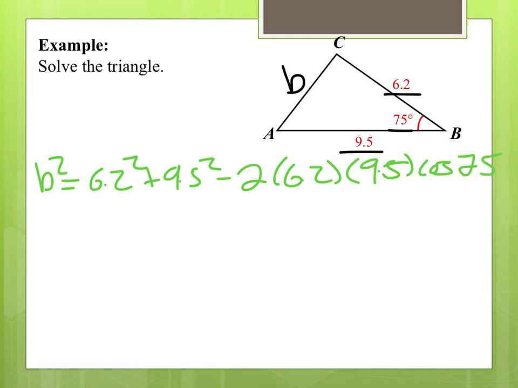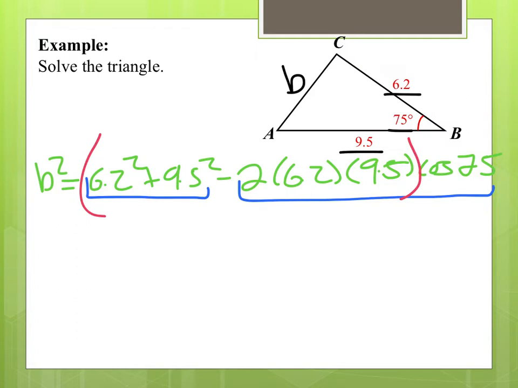Now, one other thing I want to highlight here is you need to make sure you do these algebraic steps separately, because sometimes what people will try and do is do all of the numbers first and then multiply by the cosine of 75. We don't want to do that. You want to do 6.2 squared plus 9.5 squared and get a number. And then do 2 times 6.2 times 9.5 times the cosine of 75 to get your other number, and finally subtract the two. Alright, let's go ahead and take a look at what we get when we do that.